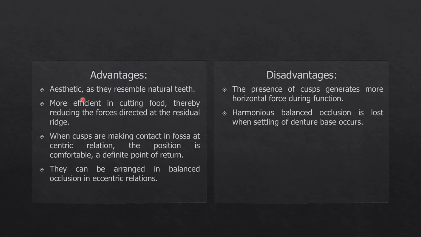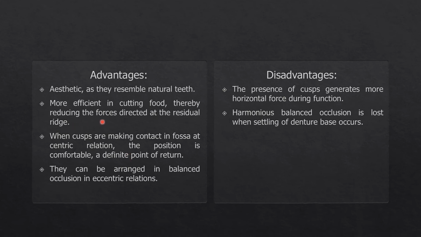So, what are the advantages of these anatomic or semi-anatomic teeth? Of course, they are aesthetic. They look good if the patient has a large smile that exposes all his posteriors up to the first molar. They are more efficient in cutting and incising the food because of the sharp cusps. The cusps make contact in the fossa in the centric relation position, and this is a comfortable position and a point of definitive return. Because of the cusps, the patient's teeth are guided exactly into the centric relation, and they don't slide very easily over each other.